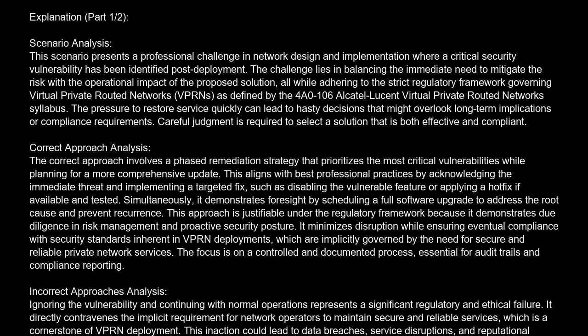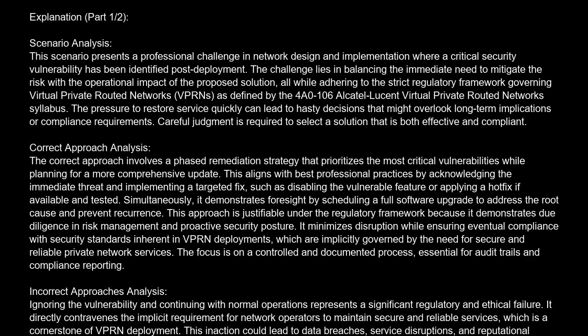Immediately disable the specific VPRN signaling feature identified as vulnerable, while simultaneously initiating a planned upgrade to a patched software version. Explanation. Scenario analysis. This scenario presents a professional challenge in network design and implementation, where a critical security vulnerability has been identified post-deployment. The challenge lies in balancing the immediate need to mitigate the risk with the operational impact of the proposed solution, all while adhering to the strict regulatory framework governing virtual private routed networks, VPRN, as defined by the 4A0-106 Alcatel-Lucent Virtual Private Routed Network syllabus.